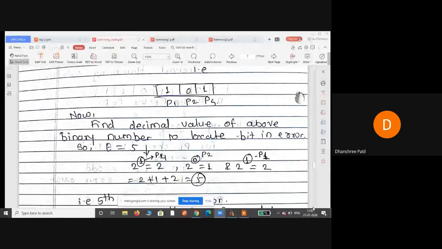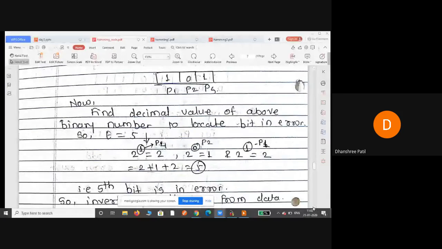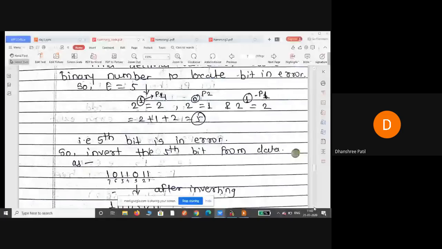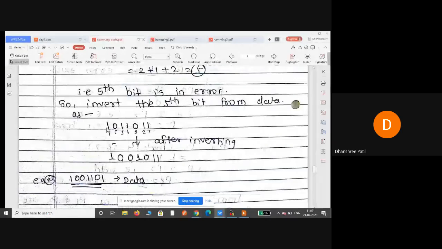Now check whether the error is there. Okay, so this is our code word of 7 bits. So first, second, third, fourth and fifth. It means that this fifth position contains an error. Now how to correct it? Just invert the bit. So this 1 I have inverted to a 0 and my final data will be this one, 1001100.